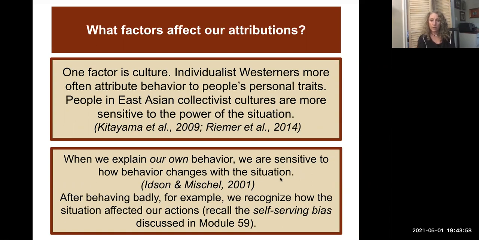When we explain our own behavior, we are sensitive to how behavior changes with the situation. After behaving badly toward someone, we recognize how the situation affected our actions. Recall the self-serving bias. So we tend to think more about our own situations and how they might be explaining it. So let's say you yelled at a friend. You wouldn't necessarily say that you're an angry person. You might be like, well, in this situation, this friend did something that really was upsetting and I had a reason to be angry.